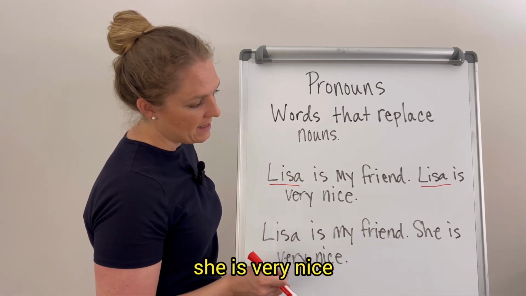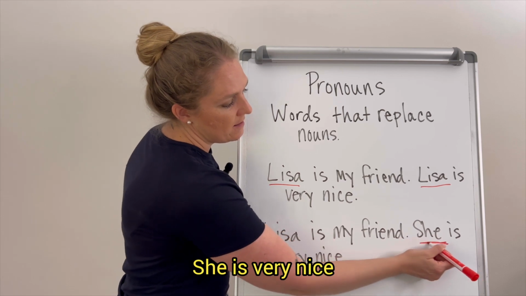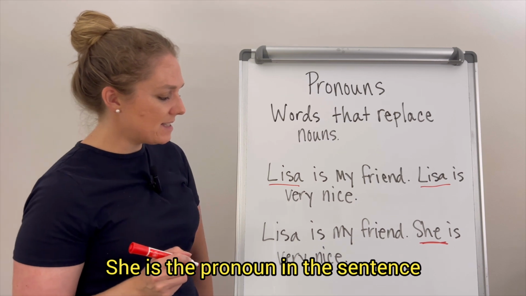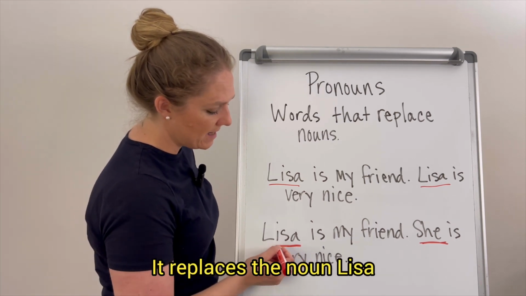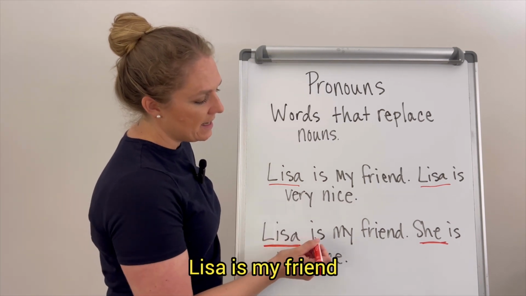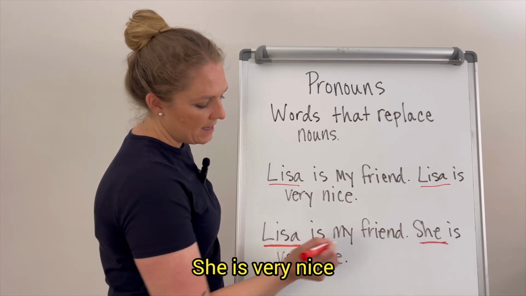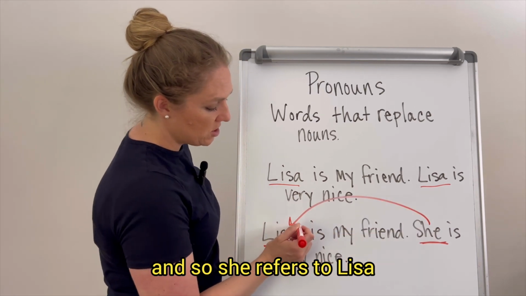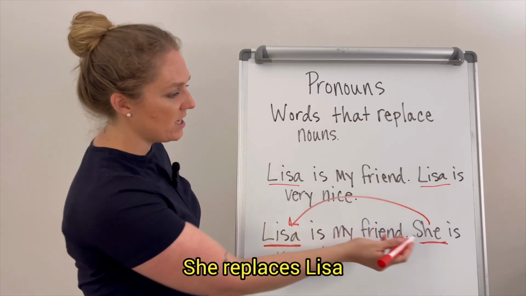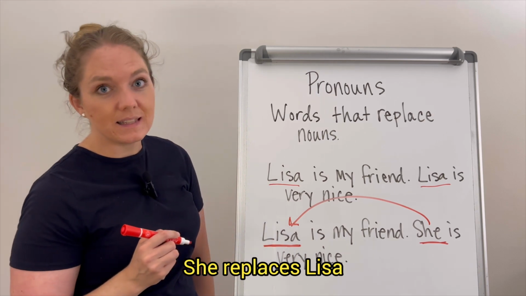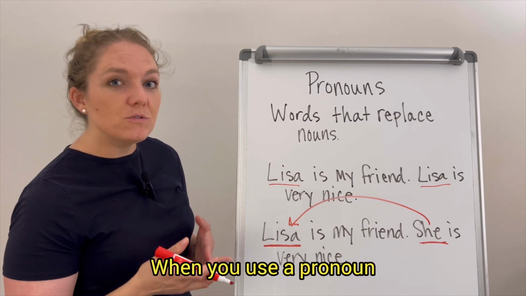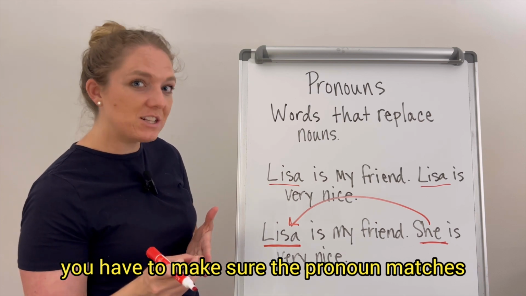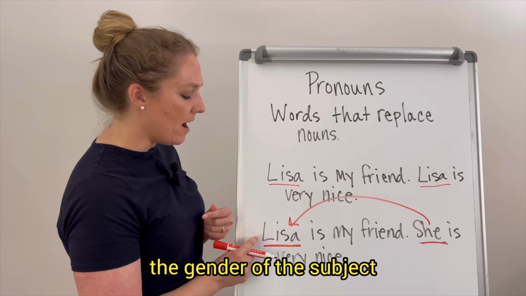Lisa is my friend. She is very nice. She is the pronoun in the sentence. It replaces the noun Lisa. Lisa is my friend. She is very nice. And so she refers to Lisa. She replaces Lisa.